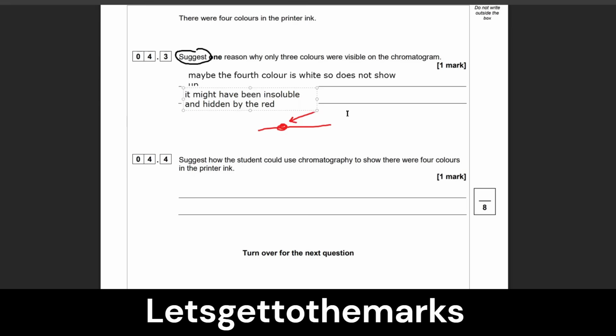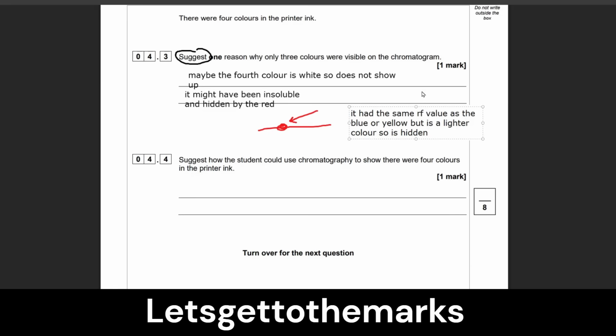Or another reason might be that it had the same RF value, like 0.87, as the blue or yellow, but is a lighter color, so is hidden. Okay, you get the idea, peeps.